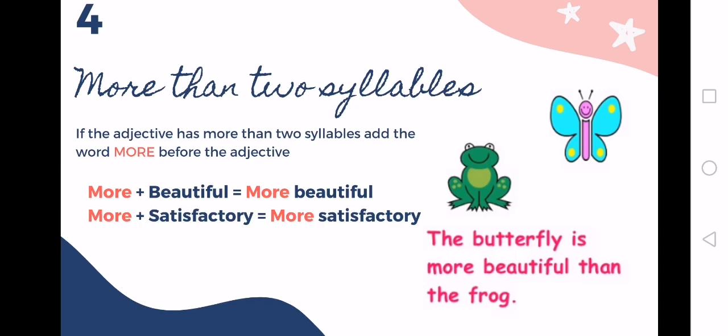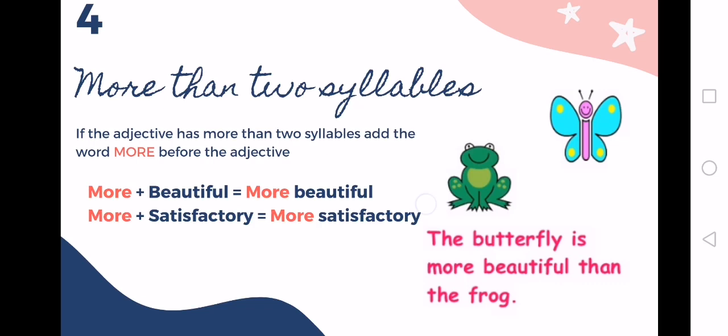Number four, more than two syllables. If the adjective has more than two syllables, add the word more before the adjective. Like in the examples here, we have more plus beautiful, so more beautiful, more satisfactory. So remember, more than two syllables. Let's see beautiful, three syllables. So if the adjective has three syllables, four syllables, or more, we need to add more at the beginning. For example, the butterfly is more beautiful than the frog.